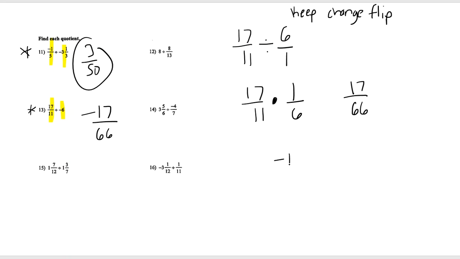Now, one thing I want to show you is that if you have a negative 17 over 66, that is actually the same thing as 17 over negative 66. So the negative can go with either the top or the bottom. Okay, let's go ahead and look at one more division, and then I think you guys will be ready to try some of these on your own.